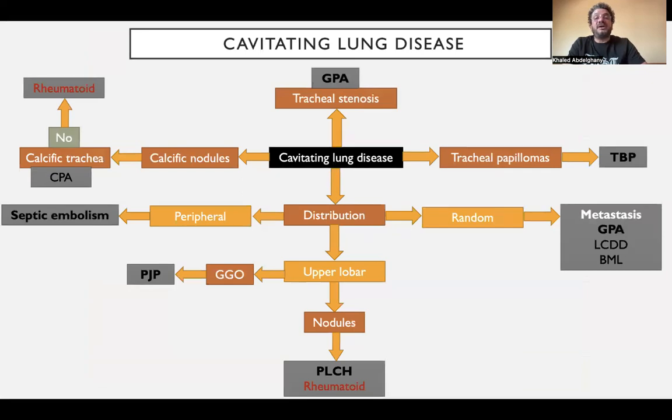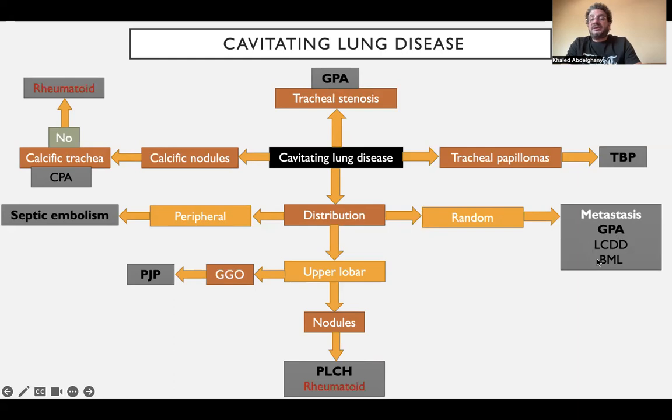You can use this algorithm for cavitating lung disease after exclusion of the pitfall of cystic bronchiectasis by checking the distribution. If the cavitating nodules are predominantly at the periphery of the lung, this is diagnostic for septic embolism. If the distribution is random, seeing nodules along the pleura, major fissure, minor fissure, or along the pleural surface, the differential diagnosis is mainly metastasis; granulomatosis with polyangiitis, formerly Wegener's granulomatosis, is a differential.